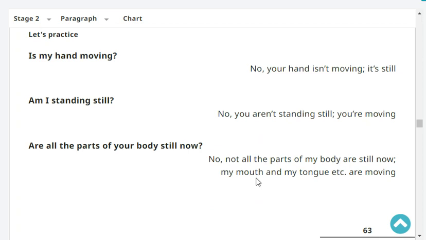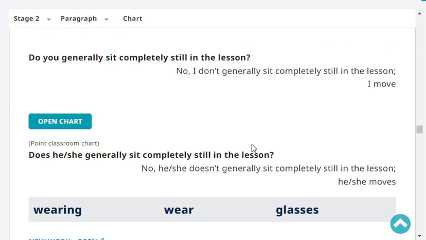Are all the parts of your body still now? No, not all the parts of my body are still now. My mouth and my tongue are moving. Very good. Do you generally sit completely still in the lesson? No, I don't generally sit completely still in the lesson. I move. Very good.